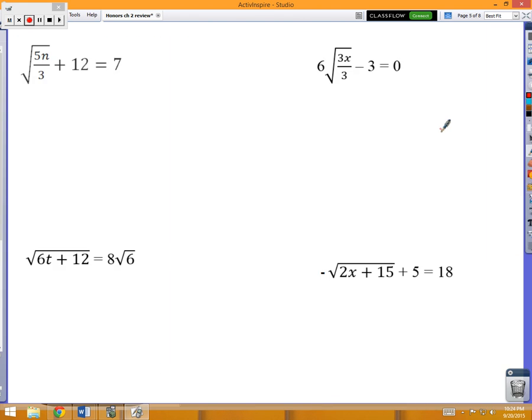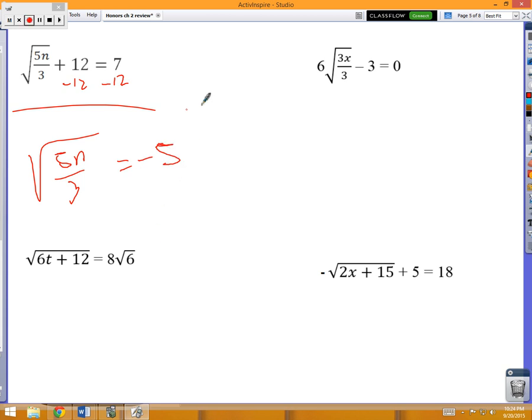Okay, then we start solving radical equations. So move number 1, undo anything outside of the radical. I gotta ditch the 3, I gotta ditch the 5, I gotta ditch the radical, I gotta ditch this 12. First things first, outside the radical, so ditch this 12. Minus 12, minus 12, and we got radical 5n over 3 equals a -5.